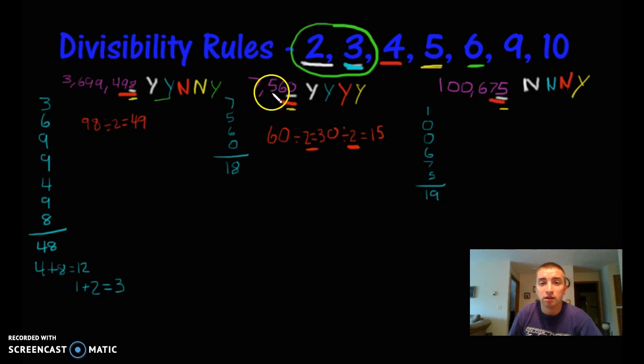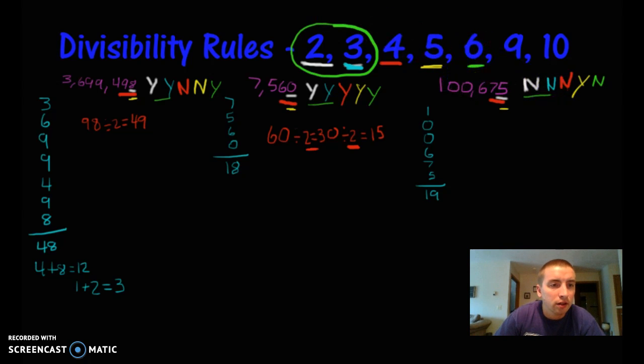Same thing here. Now look at 7,560. Yes and yes. So yes, my 6 is also divisible. And then my third number, 1,675, I'm going to look at both of them, and it wasn't divisible by 2 or 3, so it's not divisible by 6.